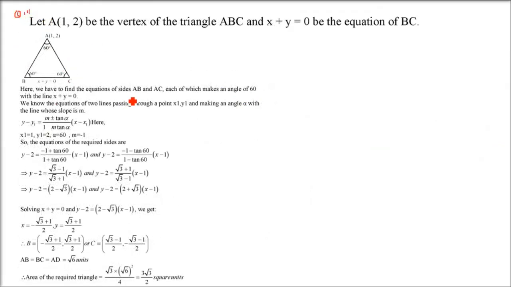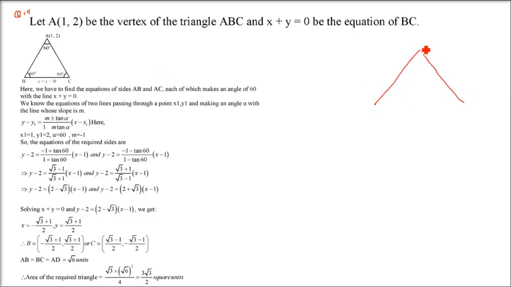This is question number 11. Find the equations of two straight lines passing through (1, 2) and making an angle of 60 degrees with the line x plus y equals 0. Find also the area of the triangle formed by the three lines. This question we have already done, and here we have to find the area of the triangle.